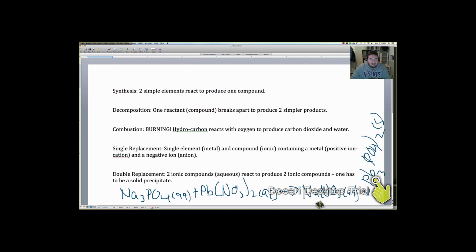Single replacement, you have a single element, which is usually a metal, trying to react with an ionic compound containing a metal and taking its place. We know that that happens as long as the metal by itself is more active or reactive than the metal in the compound. And finally, double replacement we can recognize because we have two ionic compounds, which are both aqueous. They're going to react, and they're going to produce two new ionic compounds, which if one is a solid, called a precipitate, we know the reaction occurs.